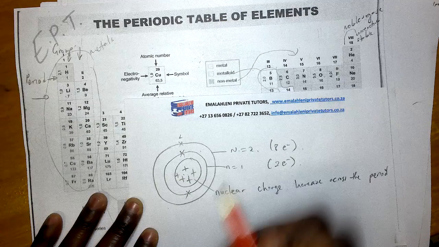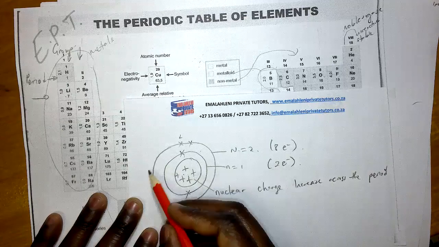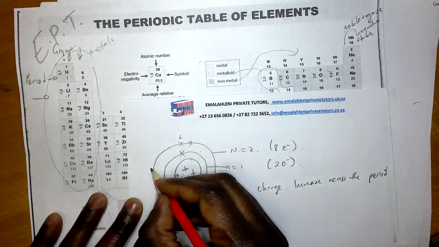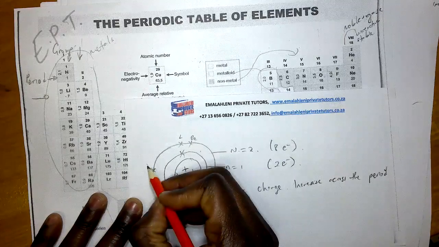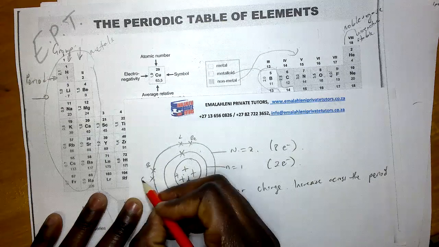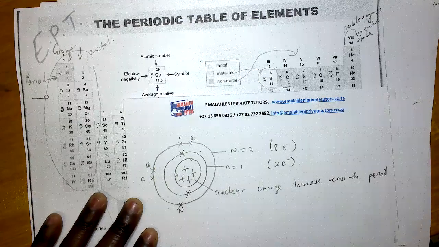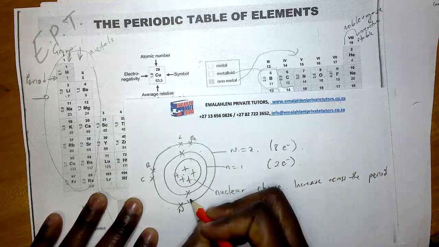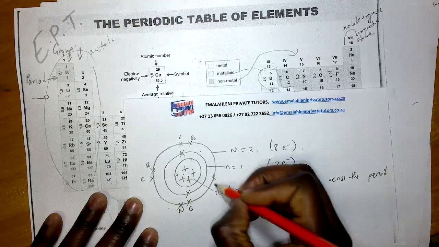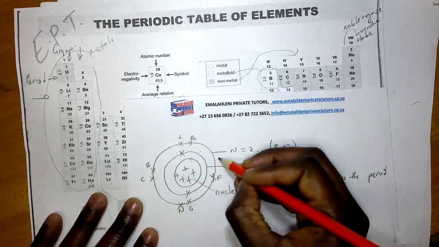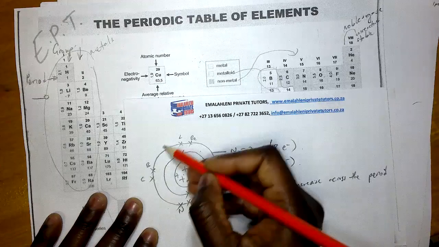Then we go to beryllium. Now, what are we doing? We are adding another electron in the same shell. Then we go to boron, we add another electron. We go to carbon, we add another electron. Then we go to nitrogen, we add another electron. We go to oxygen, we add another electron. Then we go to fluorine, we add another electron. Then we go to neon. Now, neon has all 8 electrons.